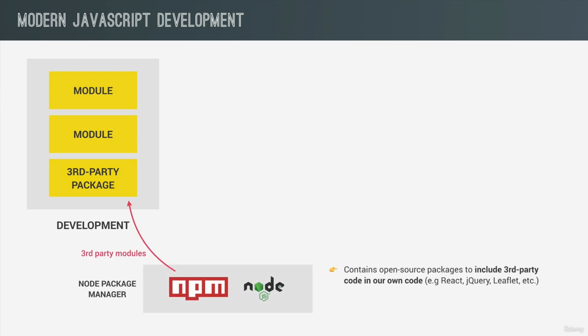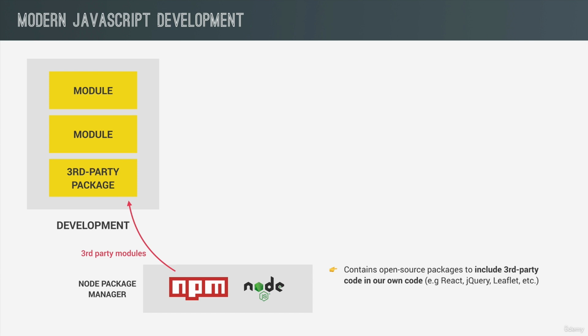And there are thousands of open source modules, which we also call packages, that developers share on the npm repository. And we can then use these packages for free in our own code. For example, the popular React framework, or jQuery, or even the leaflet library that we used before in our Mapty project. All these packages are available through npm.